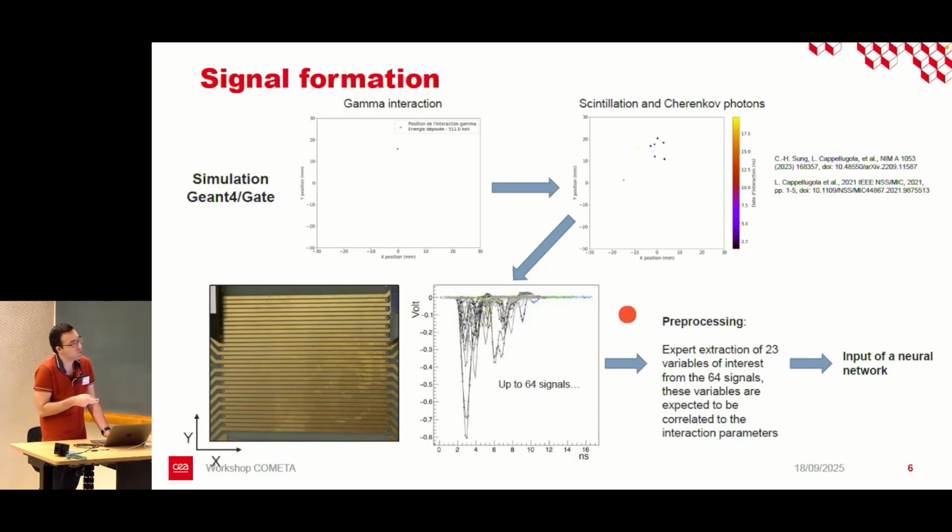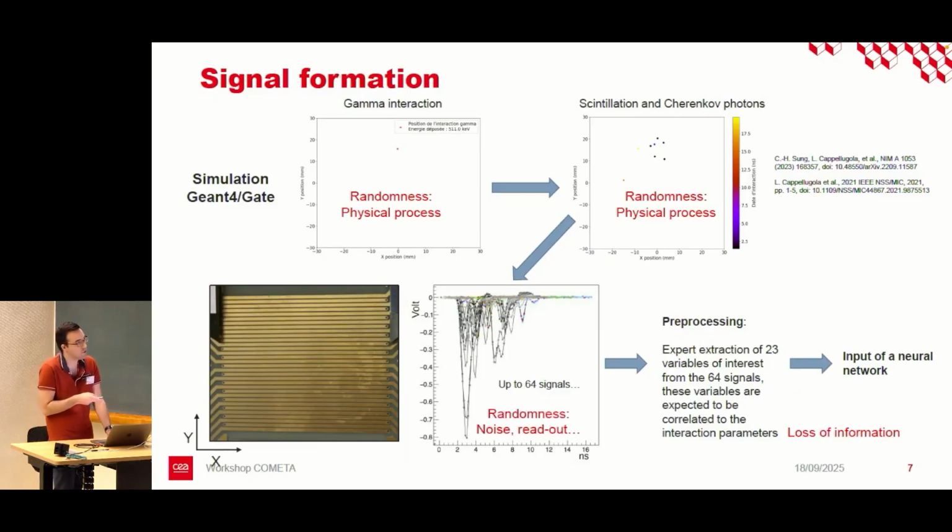Then we have a first preprocessing step because by using this signal, we can extract some variables of interest that are expected to be related and correlated to the interaction parameters. So those are the signals that we will use as an input for the neural networks.